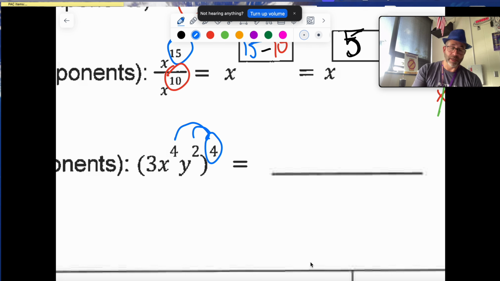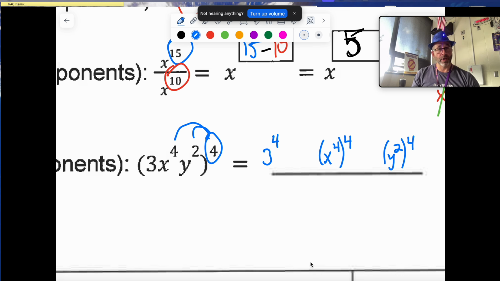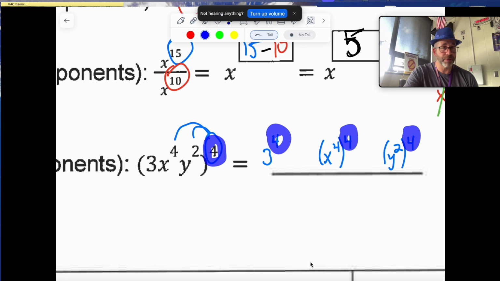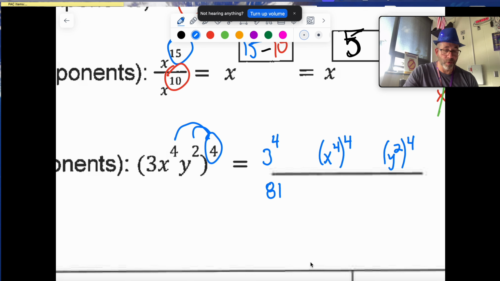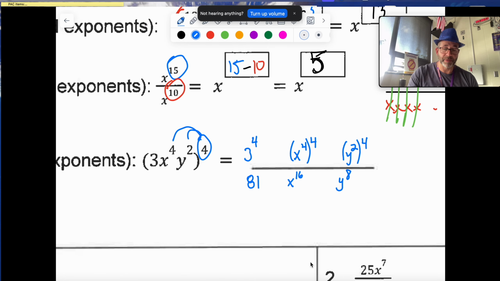So if we were to write this out, you're supposed to have that 3 with a 4 put on there. And then that x to the 4th is going to be to the 4th power as well. And that y to the 2nd is going to be to the 4th power as well. So that 4 is getting distributed to every single thing in there. That 4 is going to go to all 3 parts of what's inside there. Just simplify from here. This is 81. This will be x to the 16th, and this will be y to the 8th when you multiply them together.